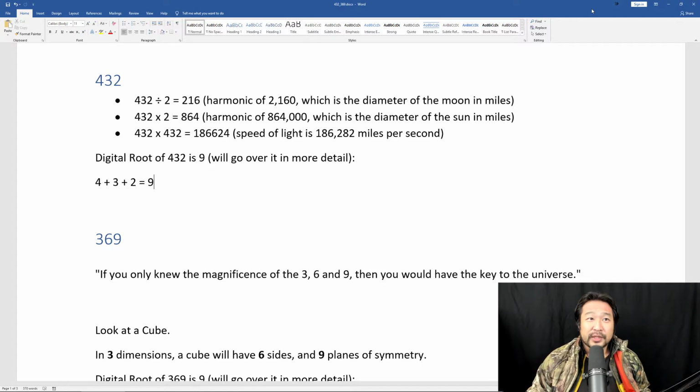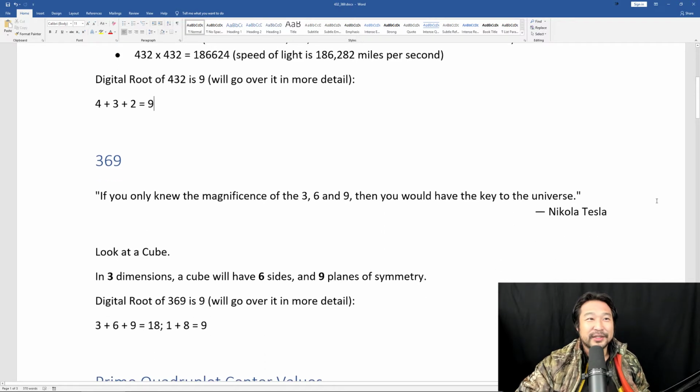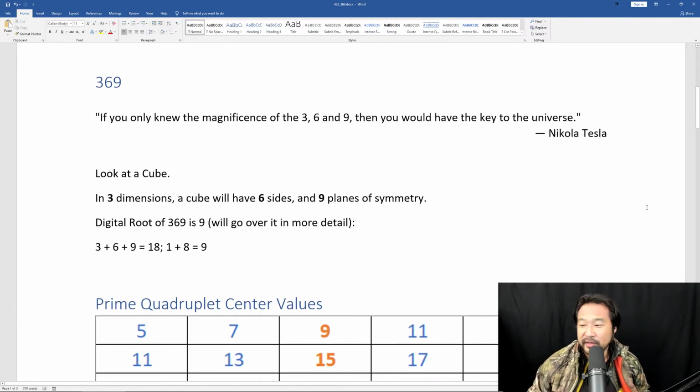The digital root, which I will get into in more detail later, is basically adding a set of numbers down to a single digit. For example, this is a simple one: 4 plus 3 plus 2 equals 9. So what's interesting here is 369. You get that big famous quote from Nikola Tesla: If you only knew the magnificence of 3, 6, and 9, then you would have the key to the universe. So let's see if we can get the keys to the universe without asking mom and dad.